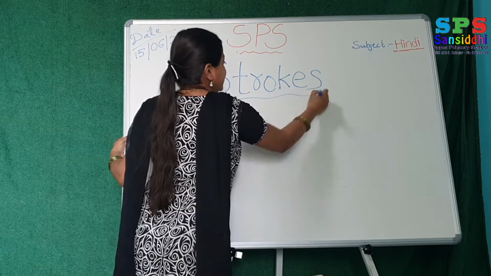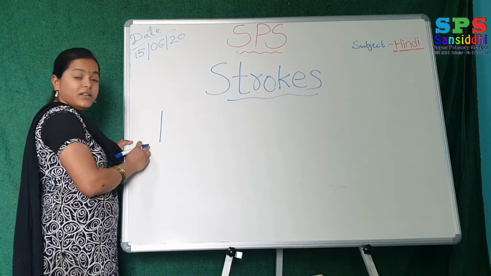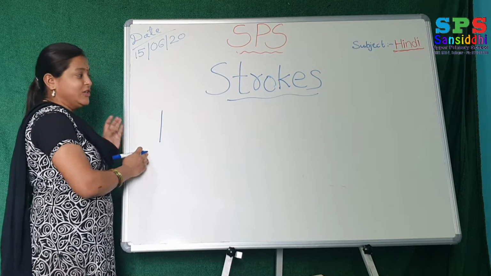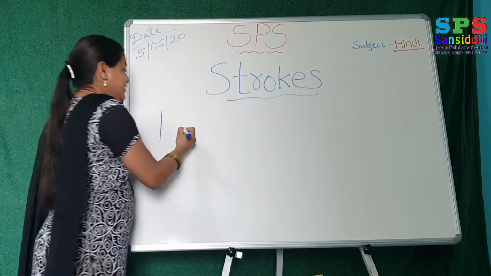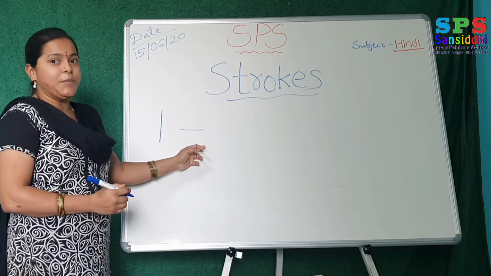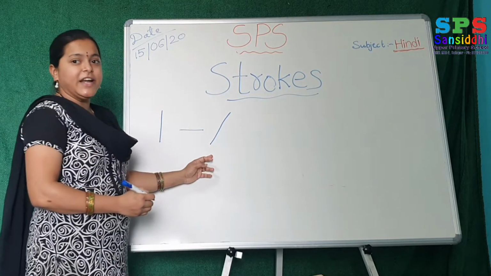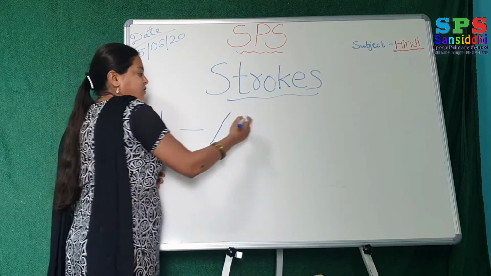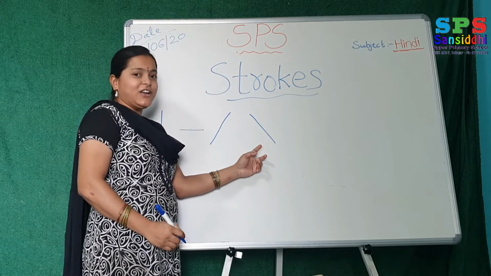S-T-R-O-K-E-S. Strokes. Okay. What is this called? Kids, what is this? Standing line. Good. After standing line, what is the next? Sleeping line. Good. Standing line, after sleeping line. Next, right slanting line. What is this called? Right slanting line. After this, left slanting line. What is this line called?